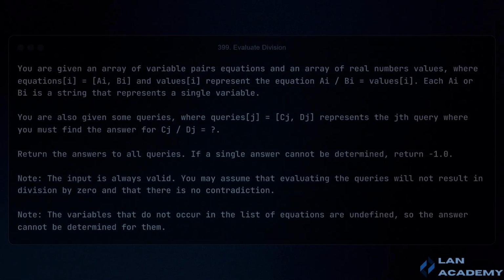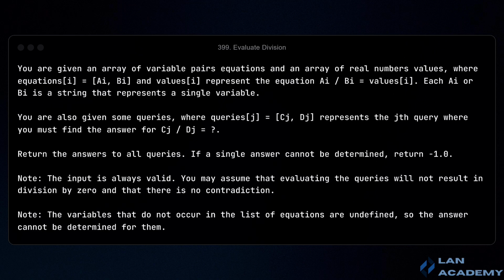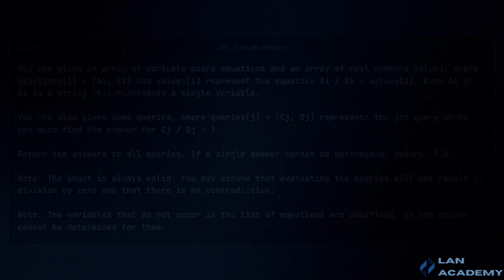In this problem, we are given an array of variable pairs called equations and an array of real numbers called values, where each equation and value represent a mathematical relationship such as ai divided by bi equals values of i. Each variable is represented as a string. The task is to answer a series of queries where each query asks for the ratio between two variables. If the ratio cannot be determined, we return -1.0.